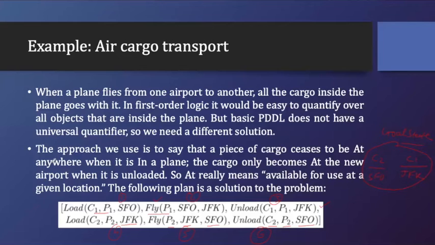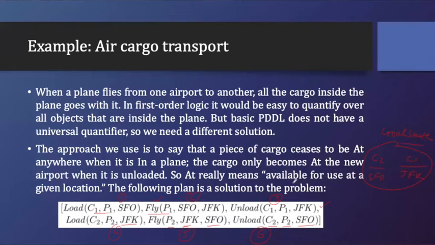C1, C2 we will write down. We will not use the universal quantifier or the existential quantifier. The approach we use is to say that a piece of cargo ceases to be anywhere when it is in the plane. So when it is in the plane, it will not be at any airport. The cargo only becomes at a new airport when it is unloaded. So whenever it is unloaded from the flight, only then will the cargo be there in the airport. That's why after unloading, we can say that the cargo is there in the airport.